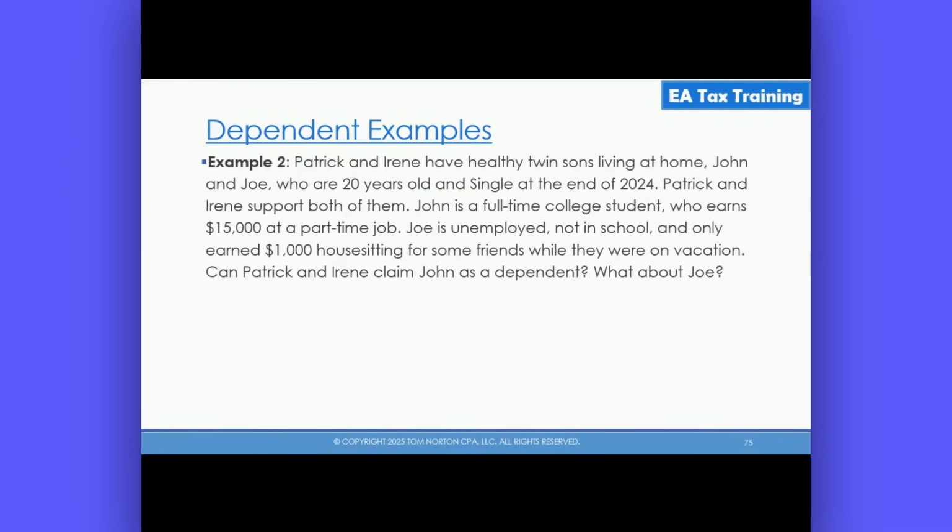Next example. Patrick and Irene have healthy twin sons living at home, John and Joe.